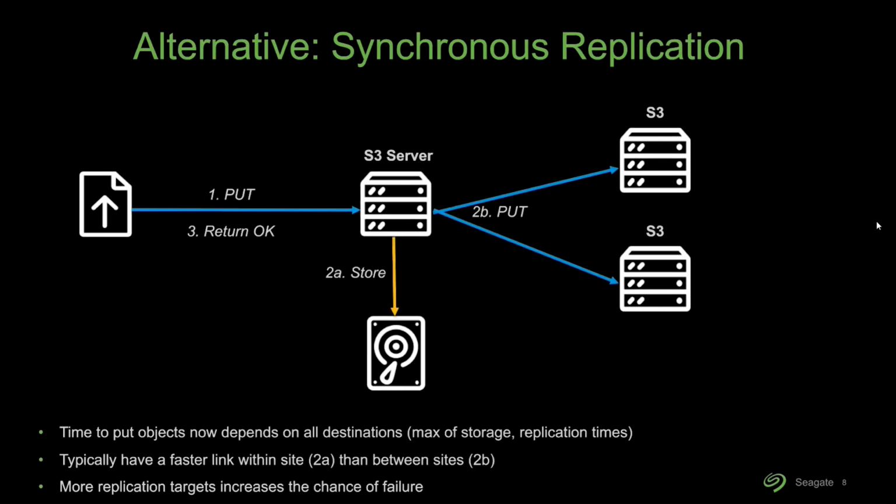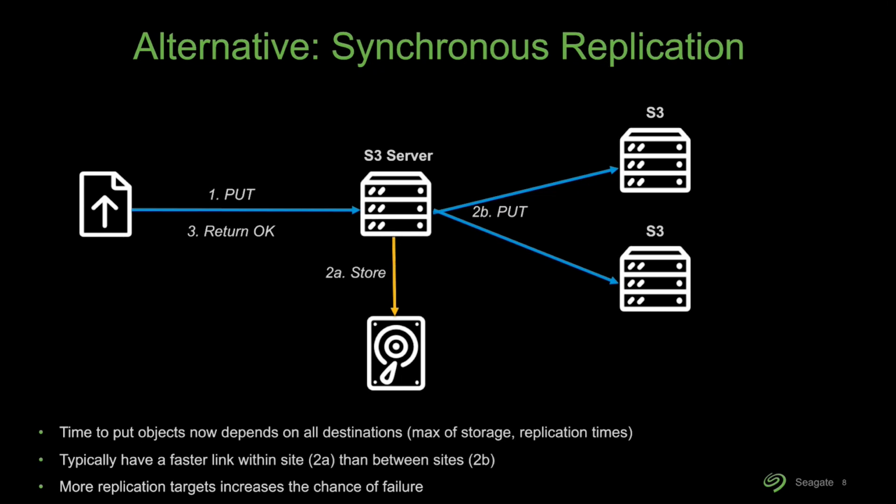So one simple approach might be to just replicate synchronously. When the user puts an object, that's step one. Then step two, we store it to our storage cluster, and at the same time, we also put that object to these other replication targets, those other little S3 clusters on the right. And then once all of that is done, step three, we go back and tell the user OK.